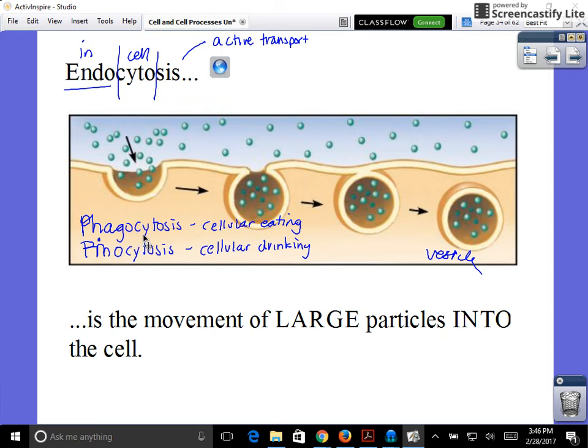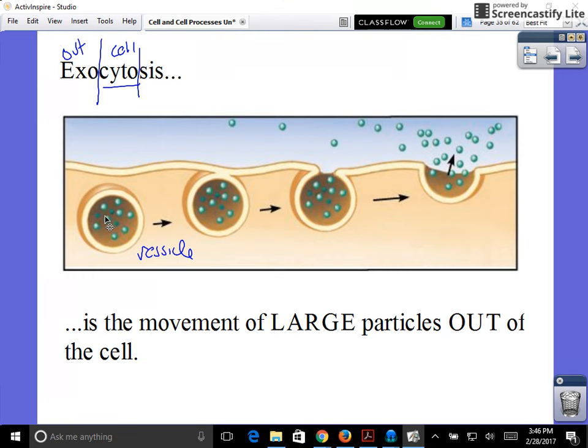If the cell is bringing in some particles, it's phagocytosis. If it's liquids, it's pinocytosis. So phagocytosis refers to cellular eating. Pinocytosis is cellular drinking. And knowing these prefixes is extremely important, like endo means in, cyto means cell. So again, phago means eating. You can think of food. Pino means drinking. And exocytosis is the reverse.